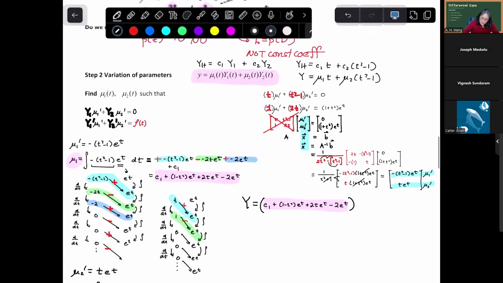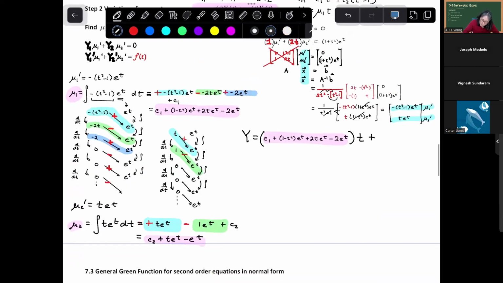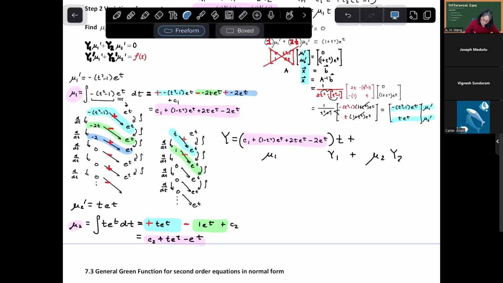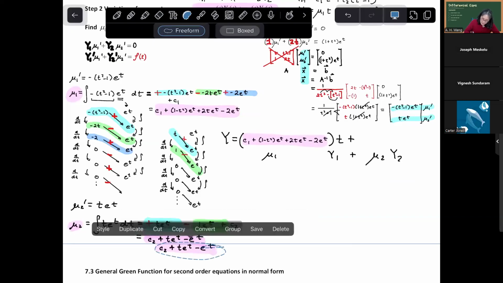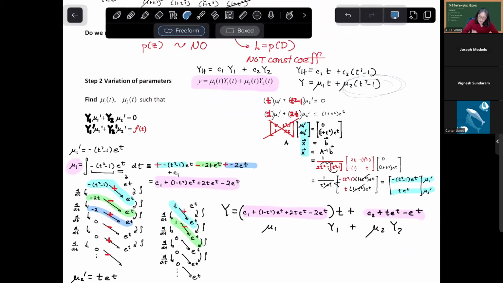What was the y1 again? The y1 was right here. This is the y1. It was a t, plus, so this is the mu1 y1 plus mu2 y2. Oh, I'm sorry, mu2 y2. So the mu2 is, let's see, this guy right here. And who's the y2? We can see y2 is right here, right?